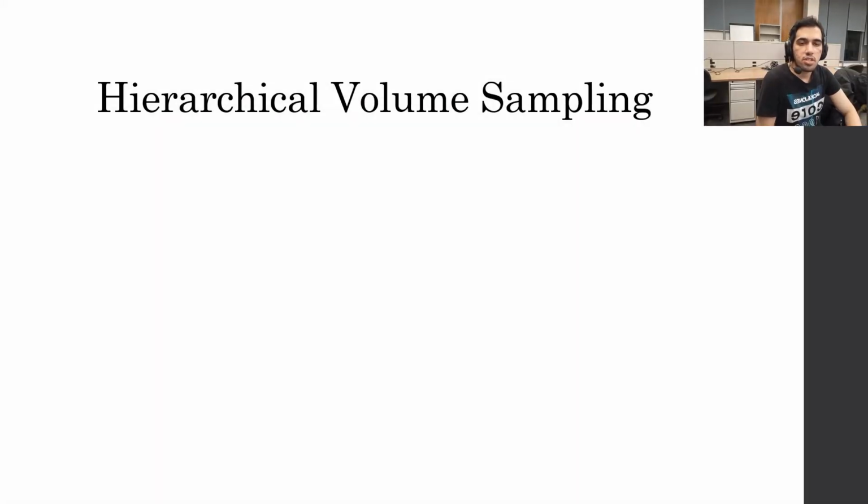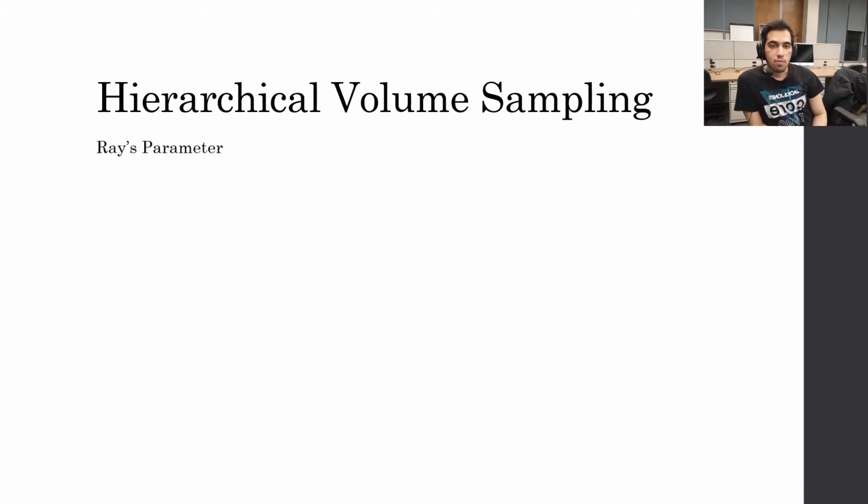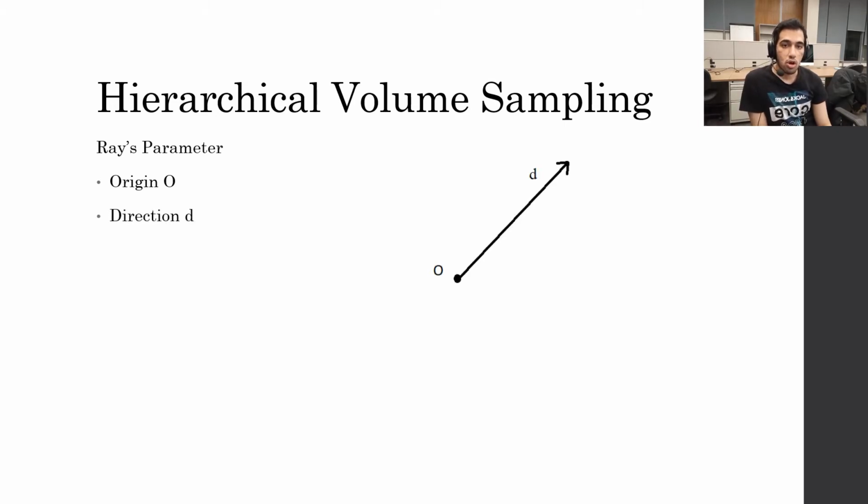Okay, now we're going to talk about the hierarchical volume sampling. What is this exactly supposed to mean? In the next step, we need to sample our data point throughout the 3D space. And how are we going to do it? We're going to use a 3D ray in the 3D space. This 3D ray consists of one origin point called O and a direction vector called D.